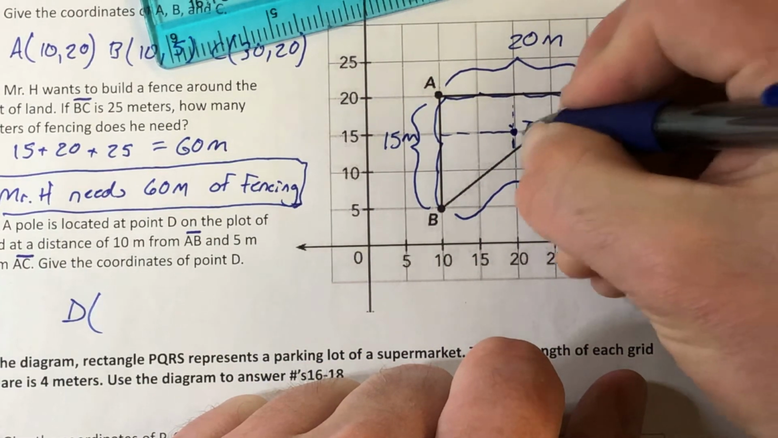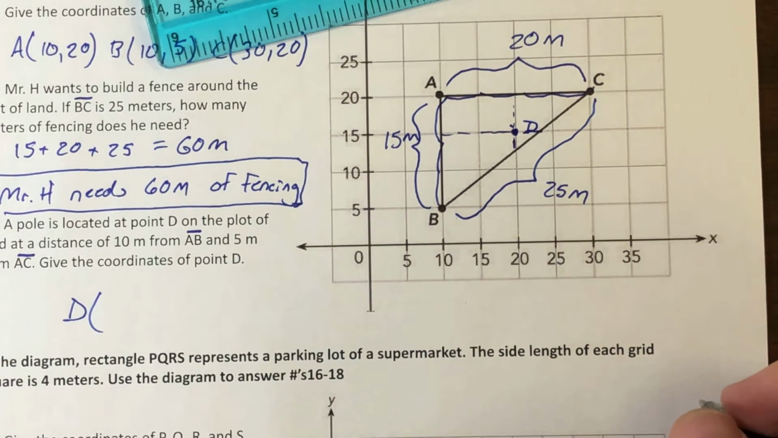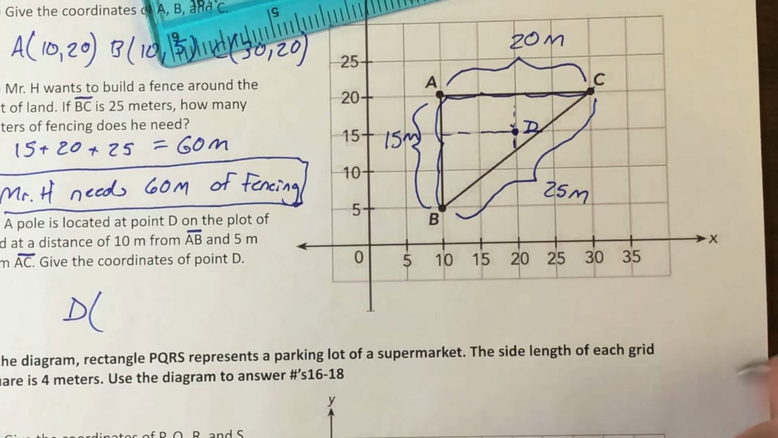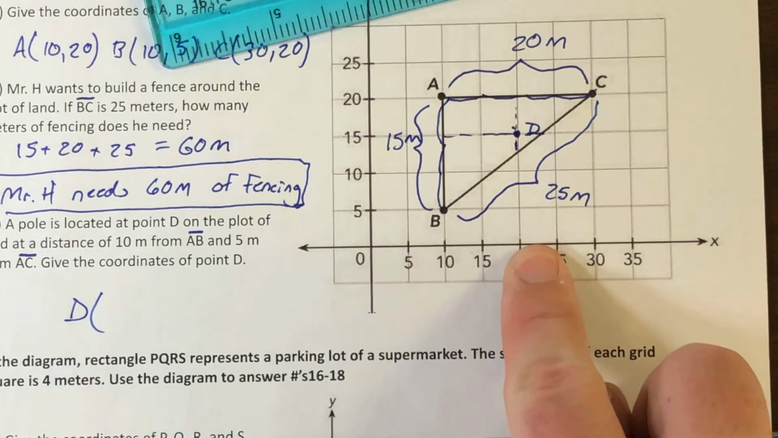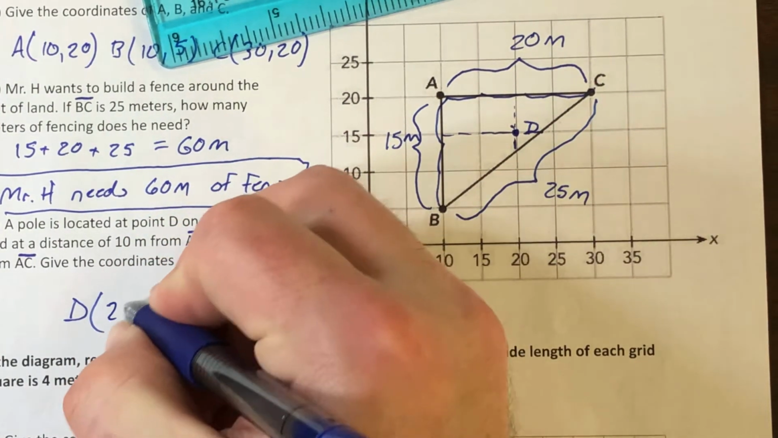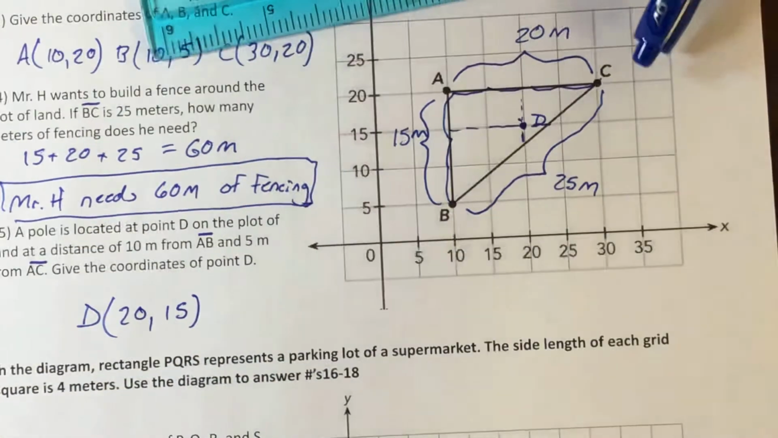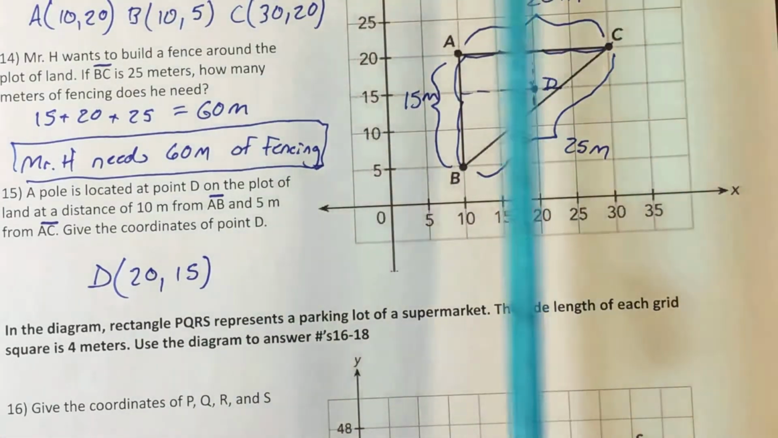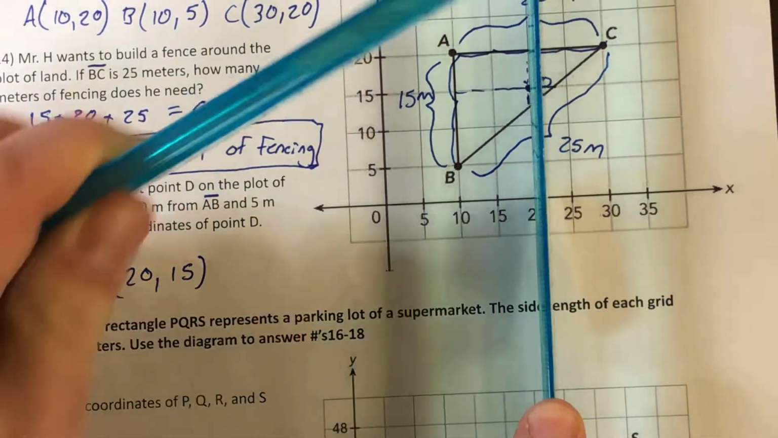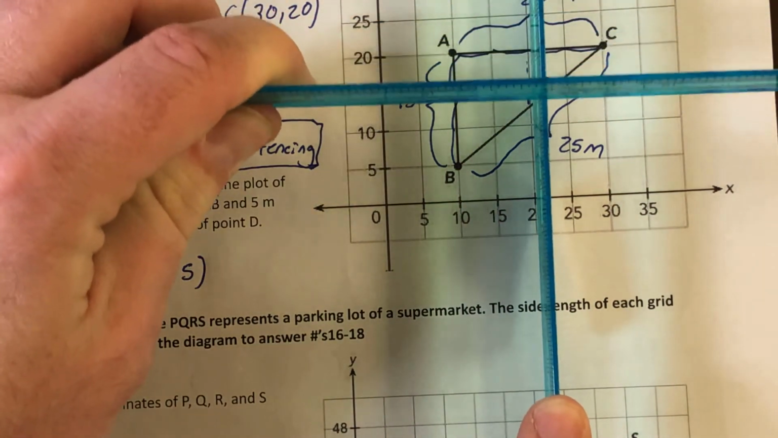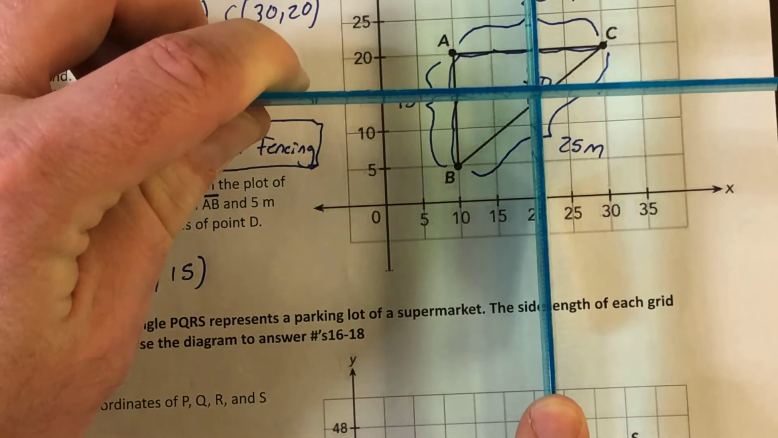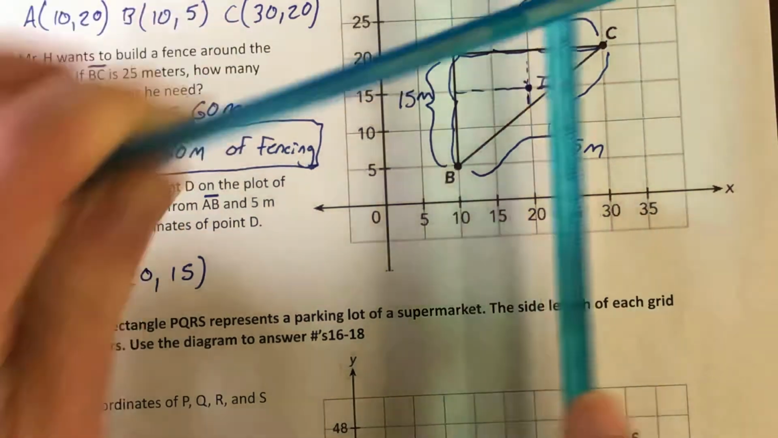So this is point D for pole, right? No, that doesn't really match. Anyways, it's at right 20, up 15. Those are your coordinates. Again, you're looking for where the lines intersect. So 5, 10, and then 5. So X marks the spot. That's where the pole is going to be.